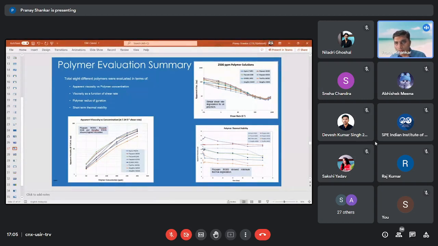Based on this, the third was thermal stability, so how the various polymer solutions show minimum thermal degradation. So these three parameters basically help us decide the polymer that needs to be used for polymer flood.